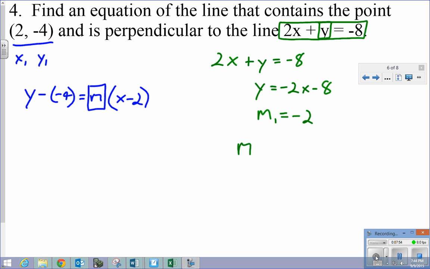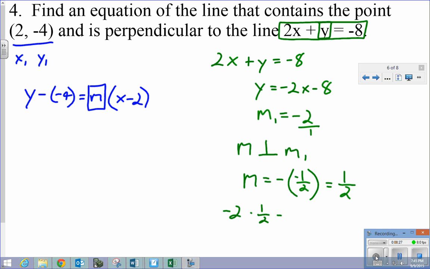So I need to make sure I find the opposite reciprocal. So m, that's perpendicular to m1. So m has to be opposite, so it's negative of a -2, and it's got to be reciprocal. So I'm also going to flip it. So you can think of this as -2 over 1. As I flip it, I get 1/2, negative. So the final answer should just be a positive 1/2. It's opposite of a -2, and it's reciprocated. I can see that -2 times 1/2 is equal to -1. So here is my slope.